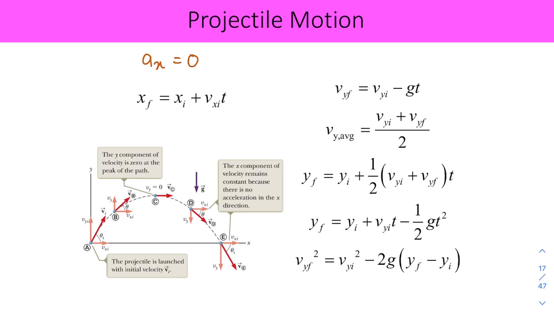Ax is equivalent to 0, so vx final is equivalent to vx initial all the time. And another one is ay is always equivalent to negative g. Why is it negative g? Recall back in your free fall, the g is always downward. The initial point, the starting point, is our origin or reference point. So at initial here, your v initial along y is upward, whereas your g is downward.